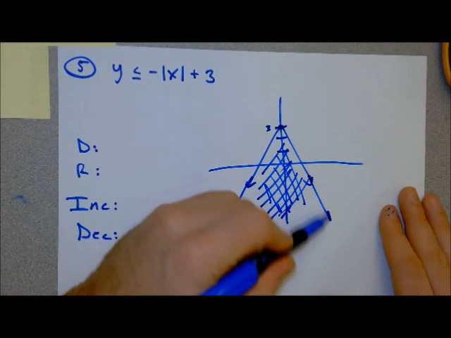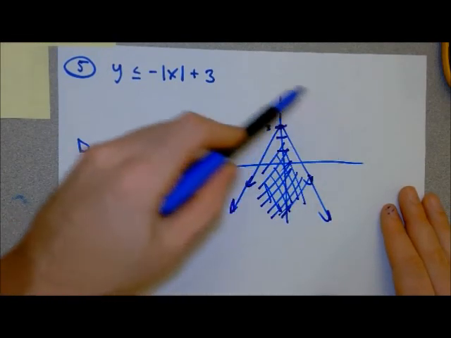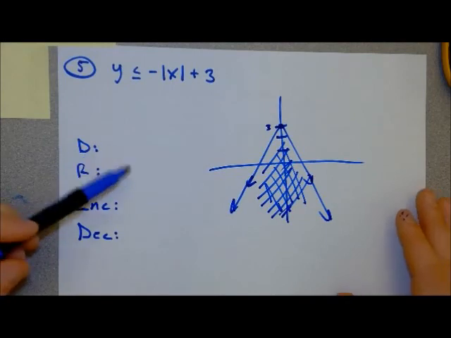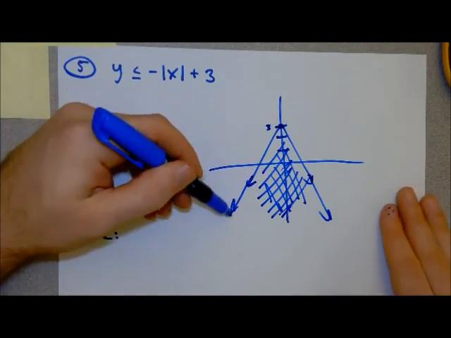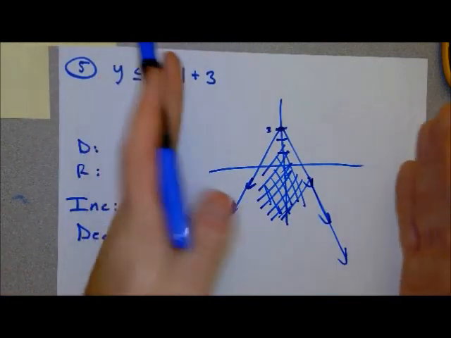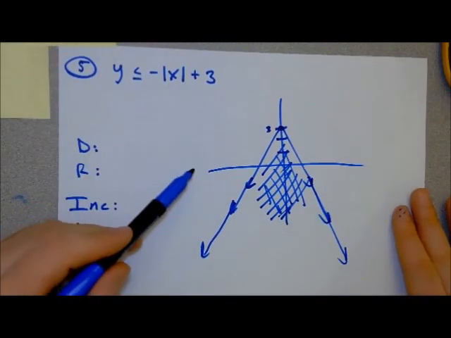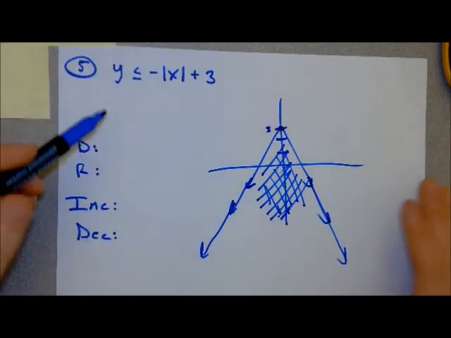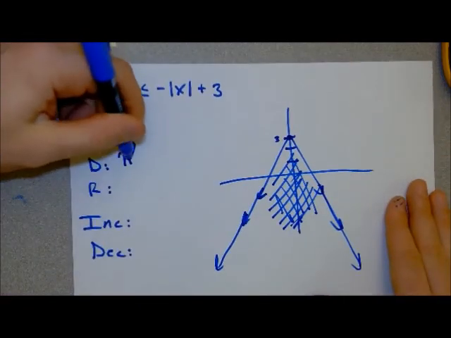If it had said greater than, you would have shaded everywhere else above it. For this problem, the domain is our x values. So we look at this as it keeps going on and on. Domain is the width of this graph. So what is the domain over a long period of time? It's going to keep getting wider and it would never stop. So the domain is all real numbers.